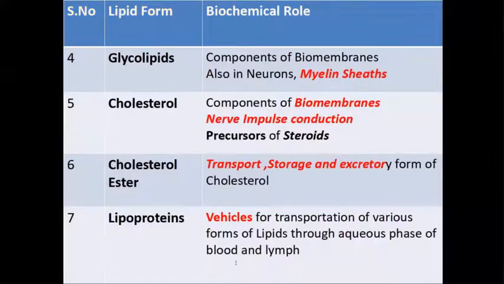The other form of lipids is glycolipids. From the name, it indicates there is a carbohydrate moiety and a lipid. This is a part of the plasma membrane. Also, it is found in neurons as myelin sheaths. The other is cholesterol.